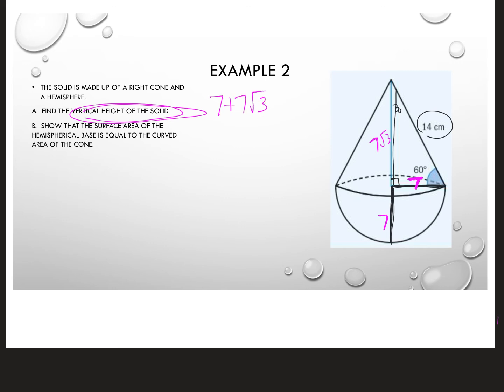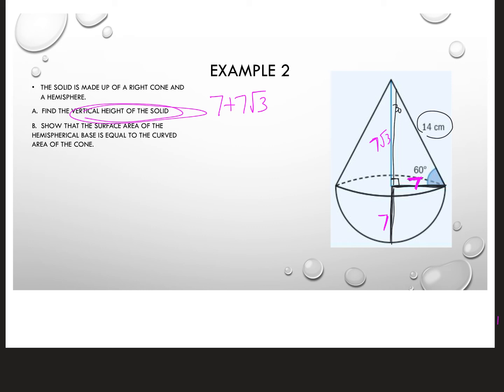Again, this is all dependent on you remembering special right triangles. If you don't remember them, or if they're fuzzy, please ask me in class, or if you're a home learner type person, please ask me on Zoom.